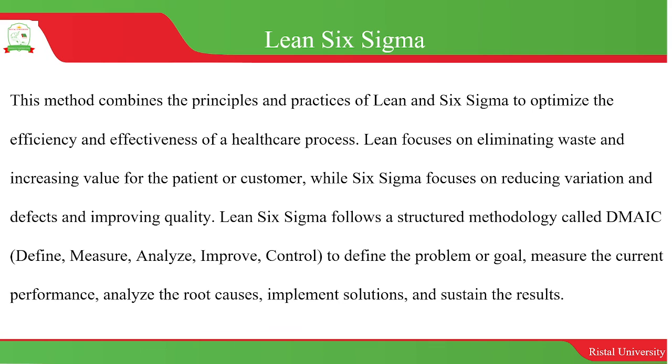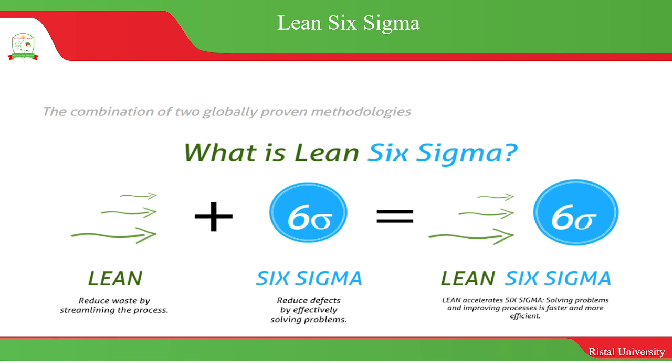The Lean Six Sigma method combines the principles and practices of Lean and Six Sigma to optimize the efficiency and effectiveness of healthcare processes. Lean focuses on eliminating waste and increasing value for the patient or customer, while Six Sigma focuses on reducing variation and defects and improving quality. So Lean Six Sigma follows a structured methodology called DMAIC. We have already seen this: define the problem or the goal, measure the current performance, analyze the root causes, and implement solutions and sustain the results.